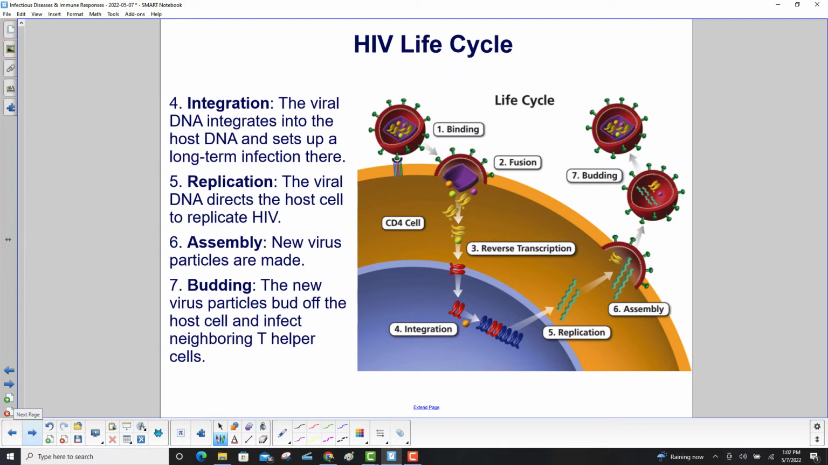The next step within the CD4 cell, which is this yellow and blue color here, that's all the CD4 cell, the viral DNA integrates into the host DNA and sets up a long-term infection in there. 5. Replication. The viral DNA directs the host cell to replicate the HIV. 6. The assembly. New virus particles are made. And finally, 7, which is budding, the new virus particles bud off the host cell and infect neighboring T helper cells.